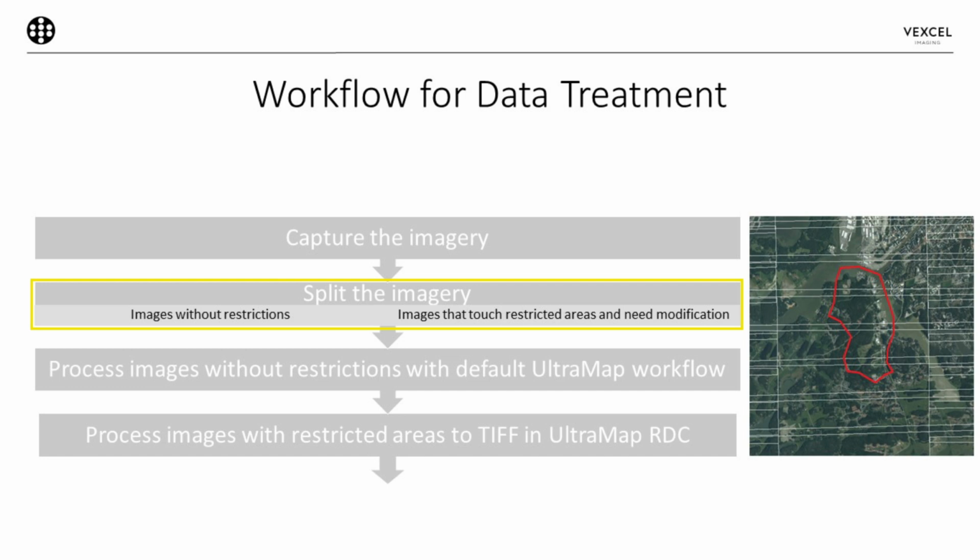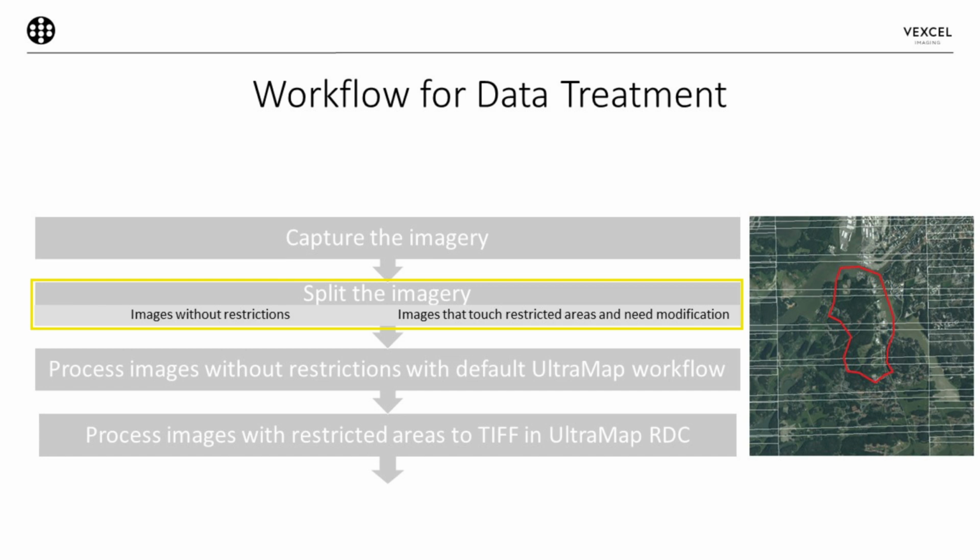One with all the images which are fine and don't need any treatment, and the other part with images which need to be modified. This segmentation of the imagery could be done, for example, by overlaying the image footprints with polygons of the restricted areas and selecting the affected image numbers.